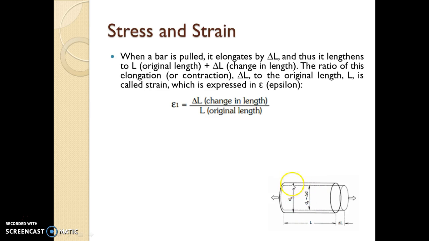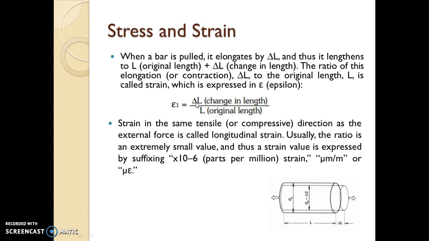So initially the diameter is D0. When you elongate this by application of force, diameter decreases by a very small amount. Let's denote it by delta D. Okay. So the ratio of this elongation delta L to the original length L is called as strain. So strain is denoted by epsilon. Epsilon is given by delta L divided by L.